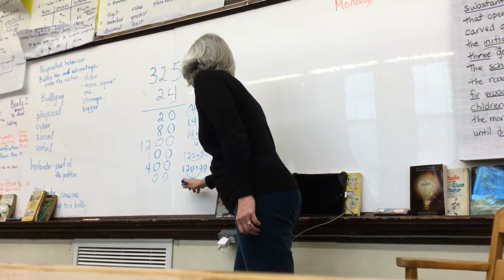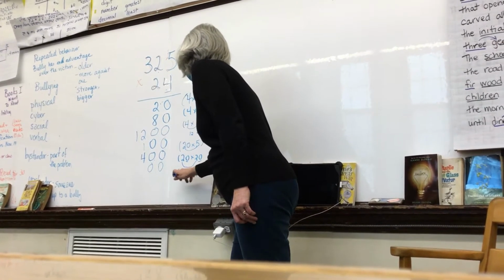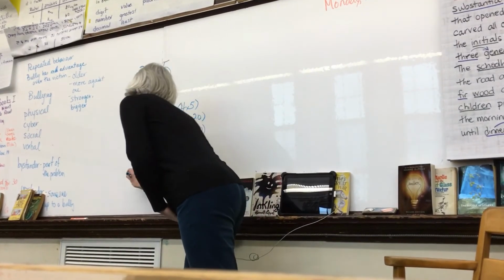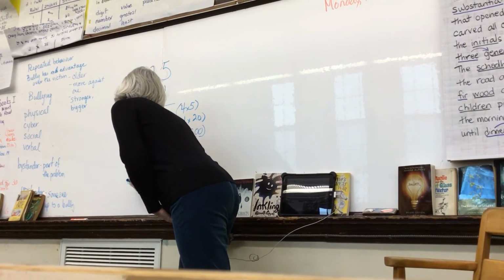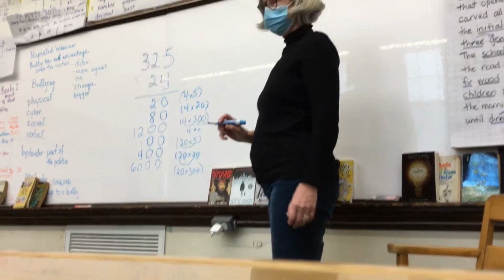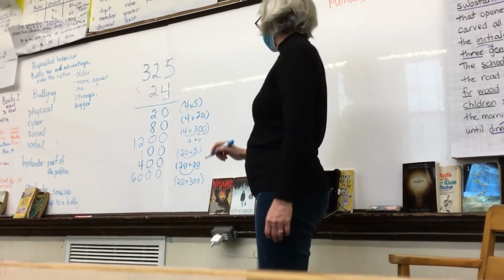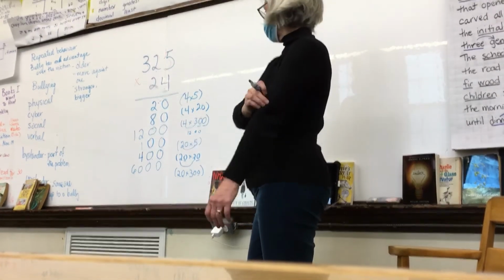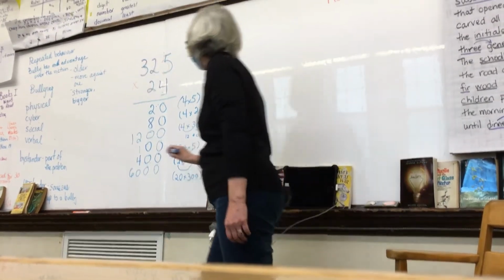So I don't have any ones, I don't have any tens, but I have 2 times 30. 600. It won't be 600, it will be 60 hundred. Okay, because I'm doing 20 times 3. All right, so I have 6,000. Now what do I do?